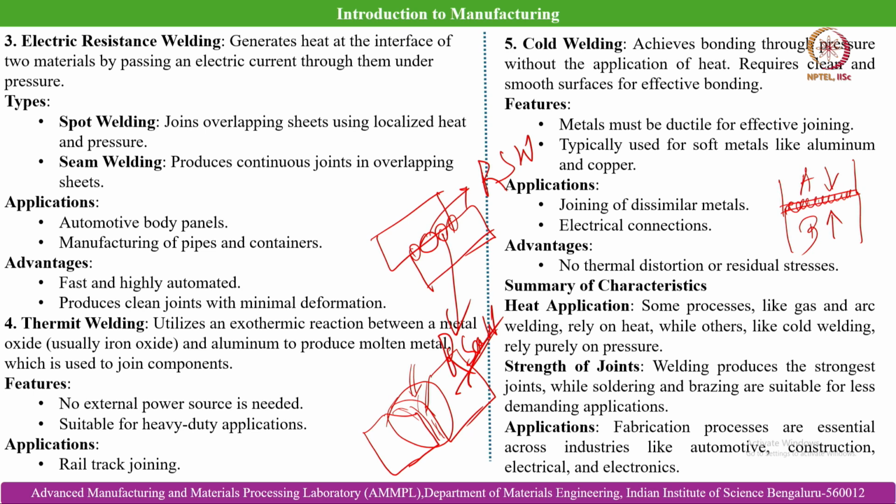Strength of joints: welding produces the strongest joints, while soldering and brazing are suitable for less demanding applications. As I told you earlier, we can see soldered and brazed joints in much electronic circuitry, where components are very sensitive to temperature. So, we can only use soldering or brazing techniques that deal with low temperature fillers. The applications are fabrication processes which are essential across industries like automotive, construction, electrical and electronics.